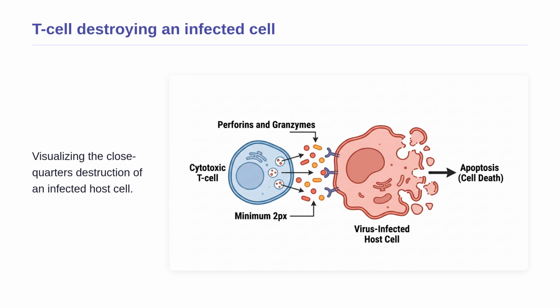On the far right, you can see the result of this chemical attack. The host cell's membrane is fragmenting and breaking apart, which is labeled as apoptosis, or programmed cell death. This diagram perfectly captures how T cells sacrifice infected cells to stop viruses from replicating.